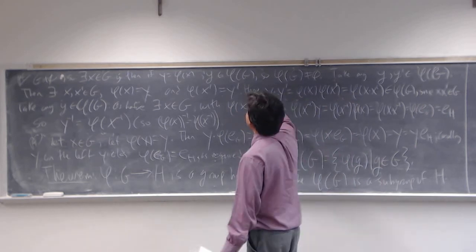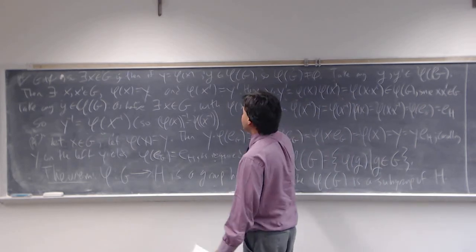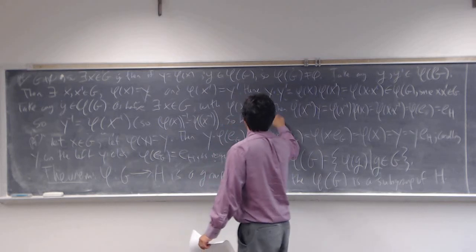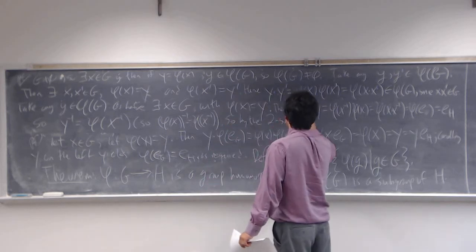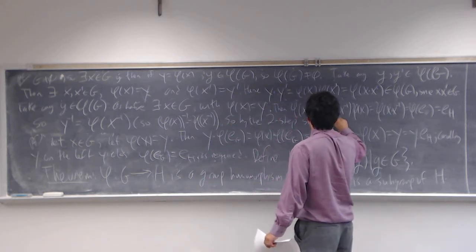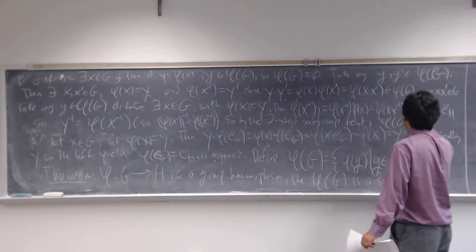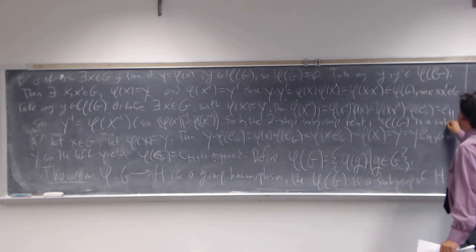So the range is closed on the product. We've now just shown it's closed on the inverse. So by the two-step subgroup test, that set is a subgroup.